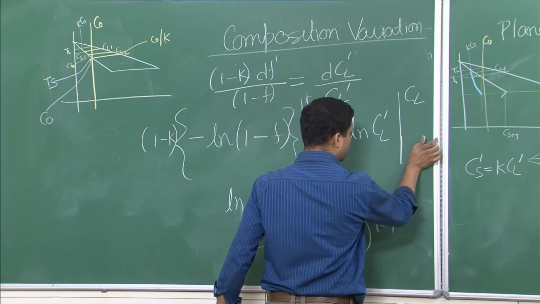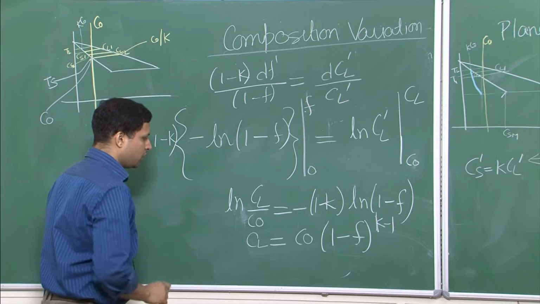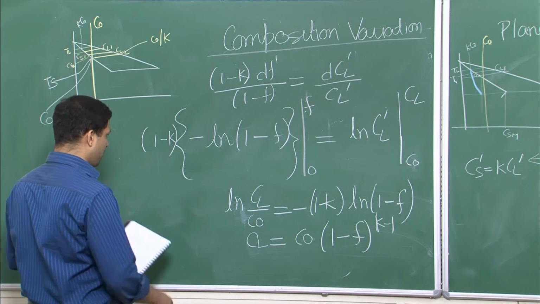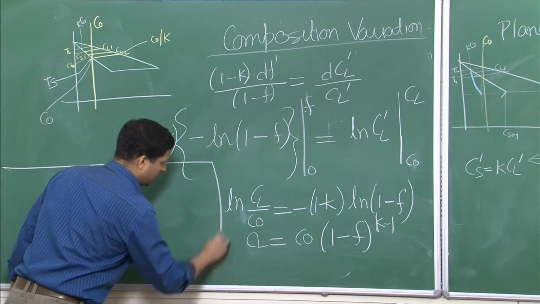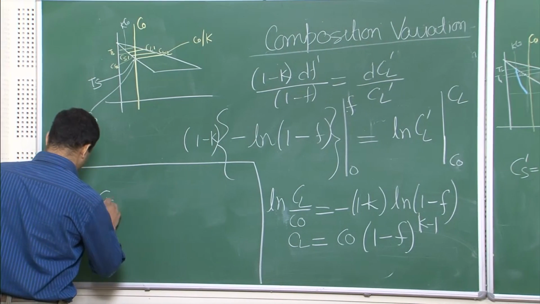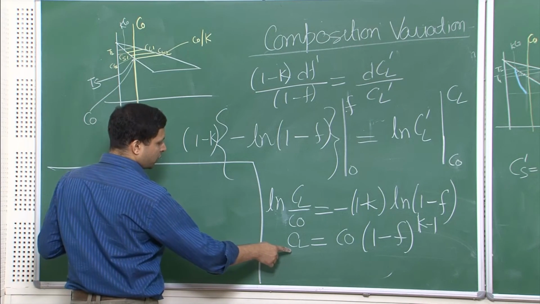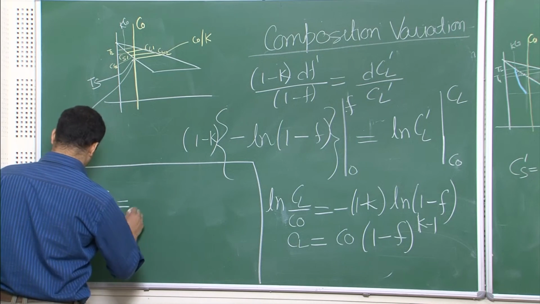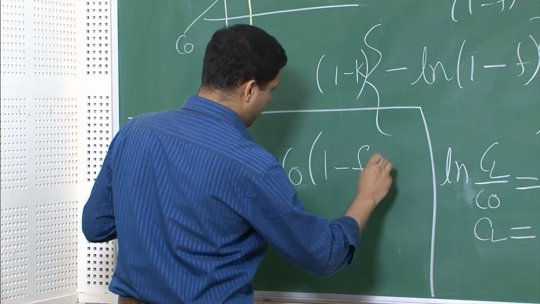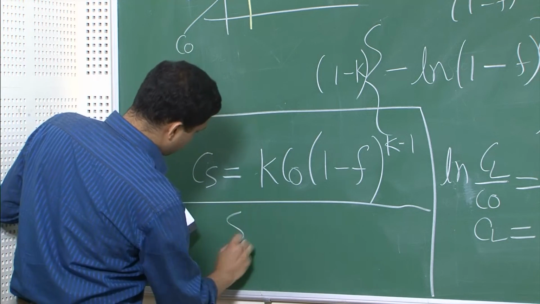Okay, I missed something here. This is not 0 actually, this is C naught. So this is the equation that you get: Cl equal to C naught times 1 minus f to the power k minus 1. Now let me put it in a form that you already know, which is in the Scheil equation form. So we'll again invoke the relation that Cs is equal to kCl. So this becomes Cs equal to k C naught 1 minus f to the power k minus 1, which is called the Scheil equation.